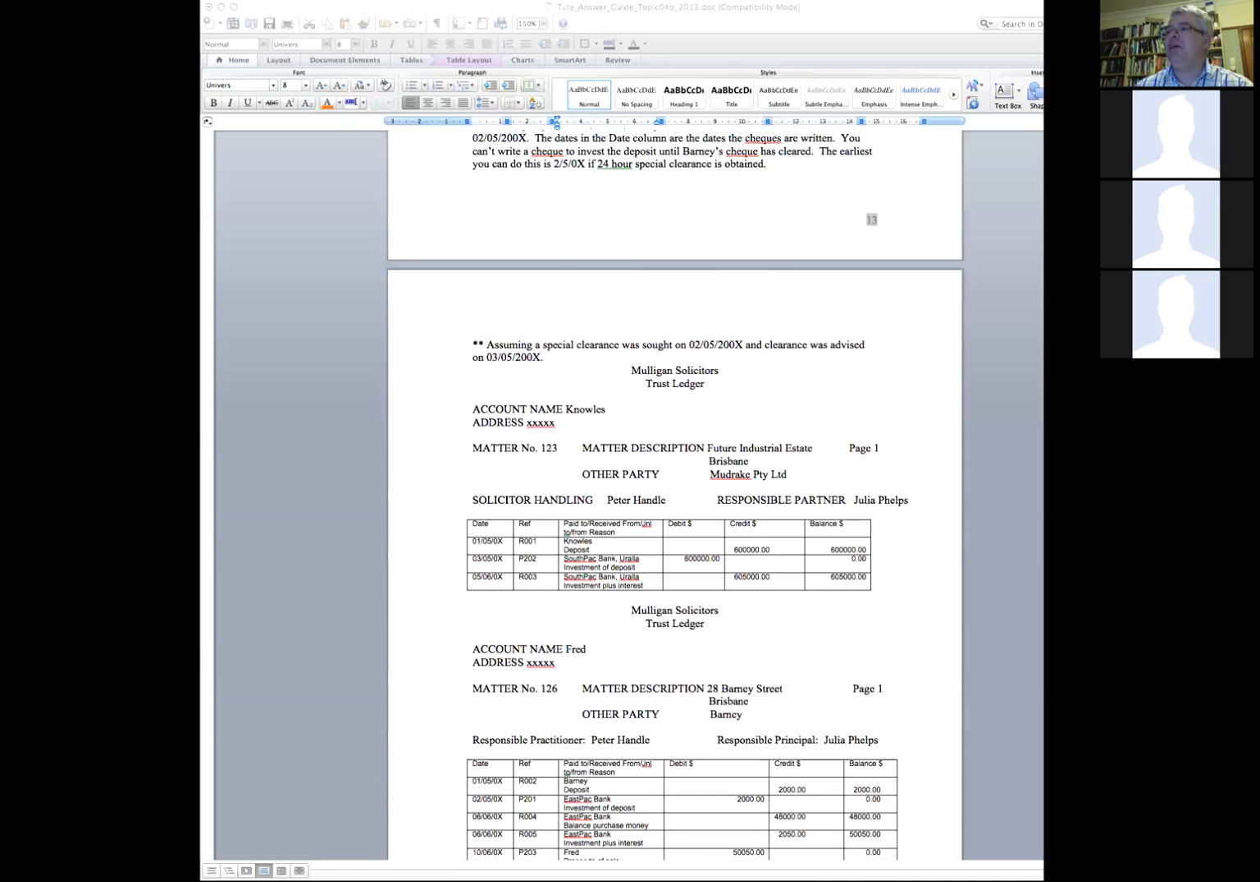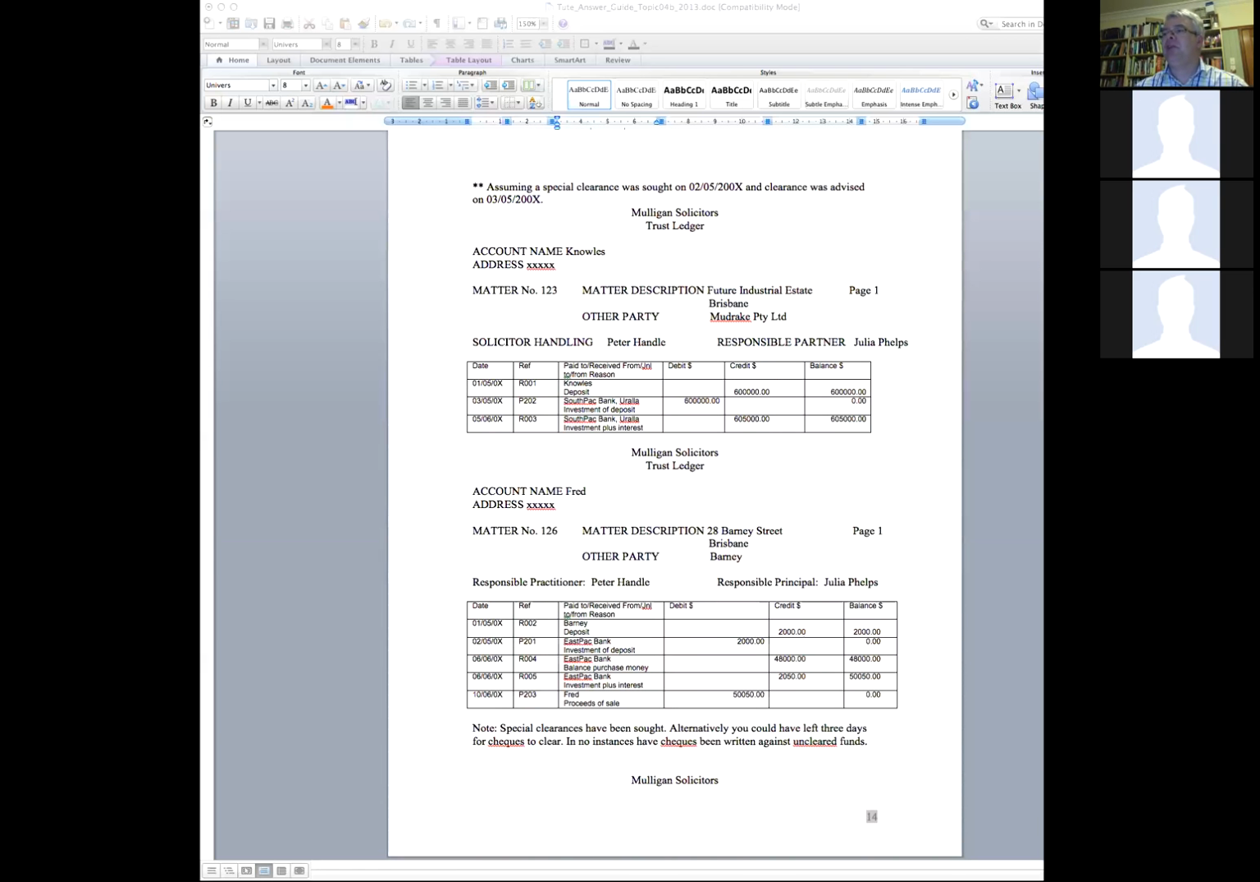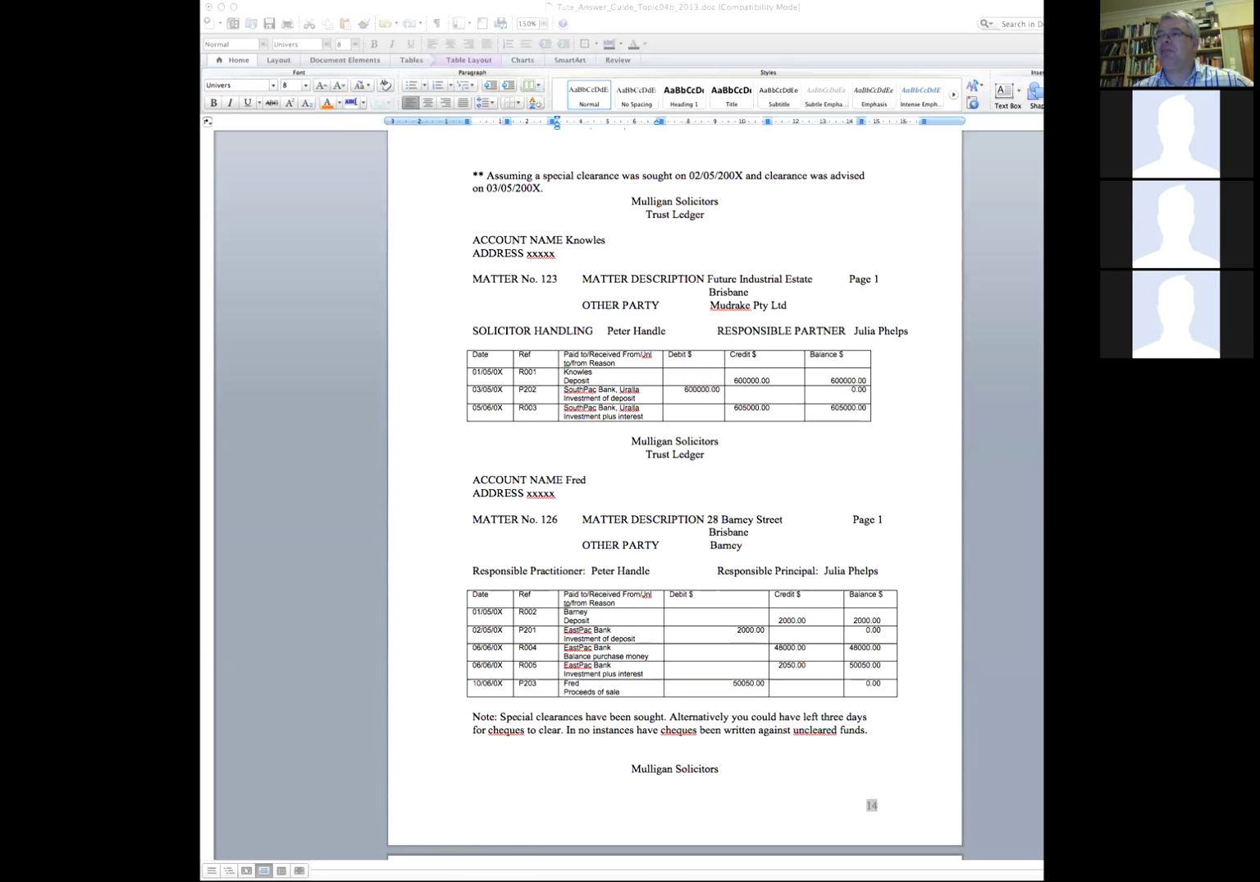So in the trust ledger, we can just zip down to the trust ledger for this particular client. You can see there on the 1st of May, the money's coming in. It's a credit of $600,000. Then it's actually gone out on the 3rd because it takes time for the check to clear through Southbank. It then becomes a debit. So in effect, there is nothing left in the trust ledger. It's all gone out. And eventually you get it back, including interest. So you get $600,000 plus $5,000 worth of interest eventually in a month's time. Okay, so that's what's happening in the trust ledger.